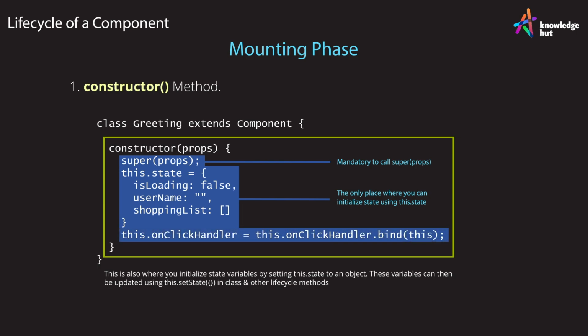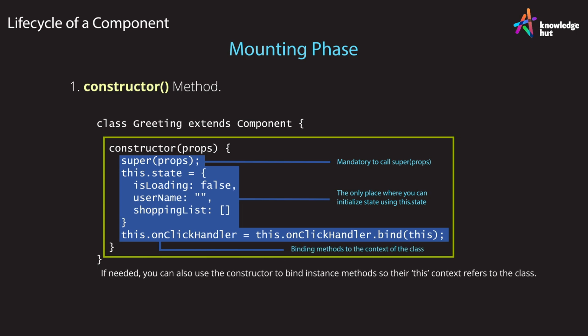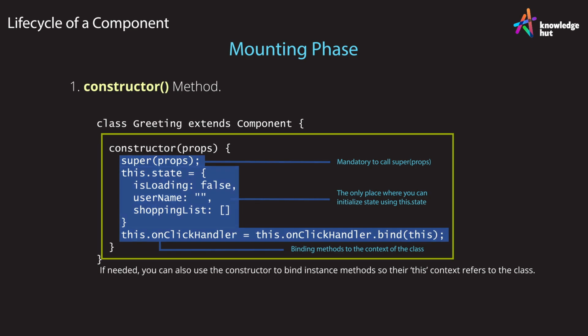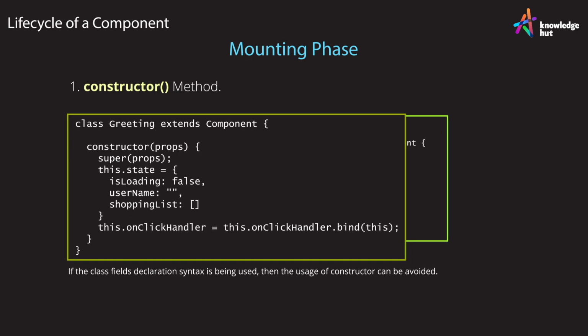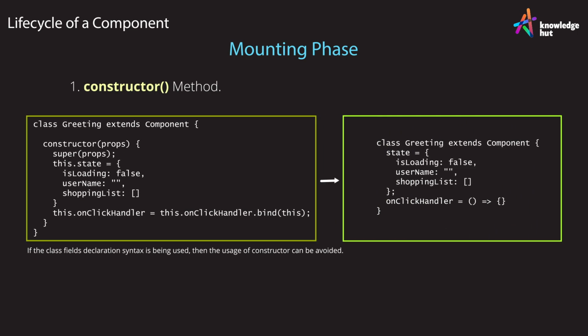Constructors should only be used for initializing state and binding methods since they are called in the render phase where nothing has gone into the DOM. In fact, if you're using the class fields declaration syntax, as we've been doing in our examples, you can completely avoid using the constructor at all.